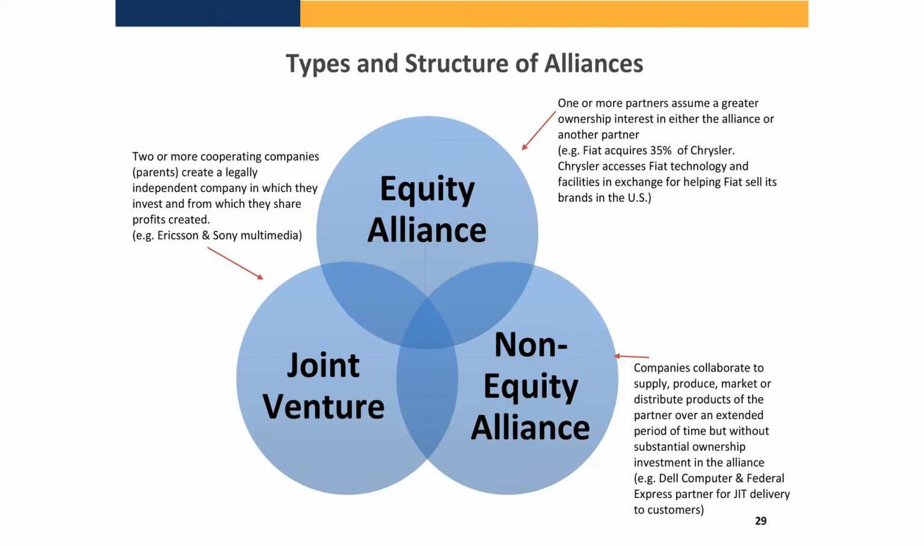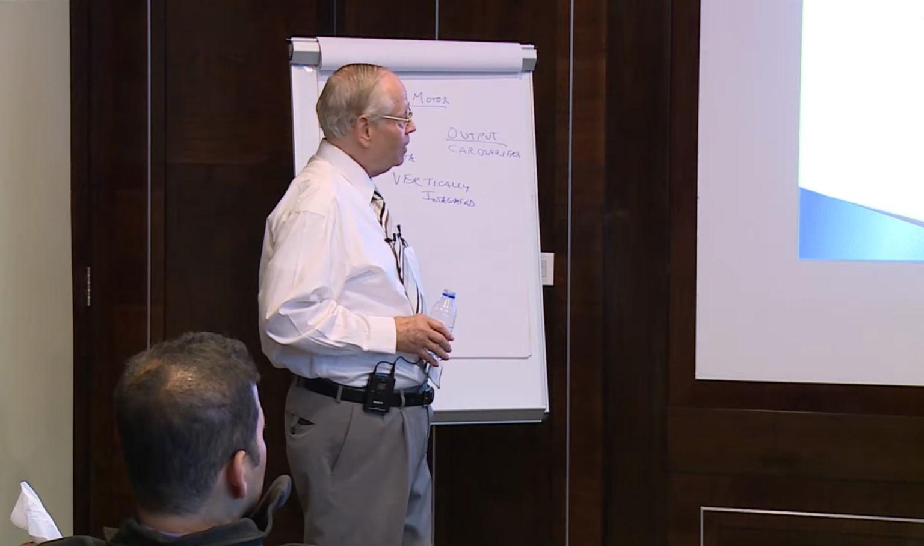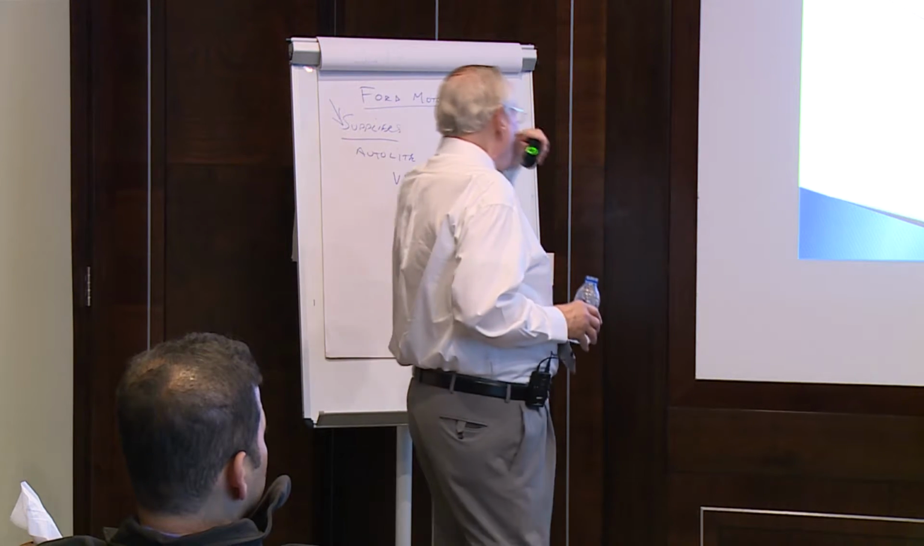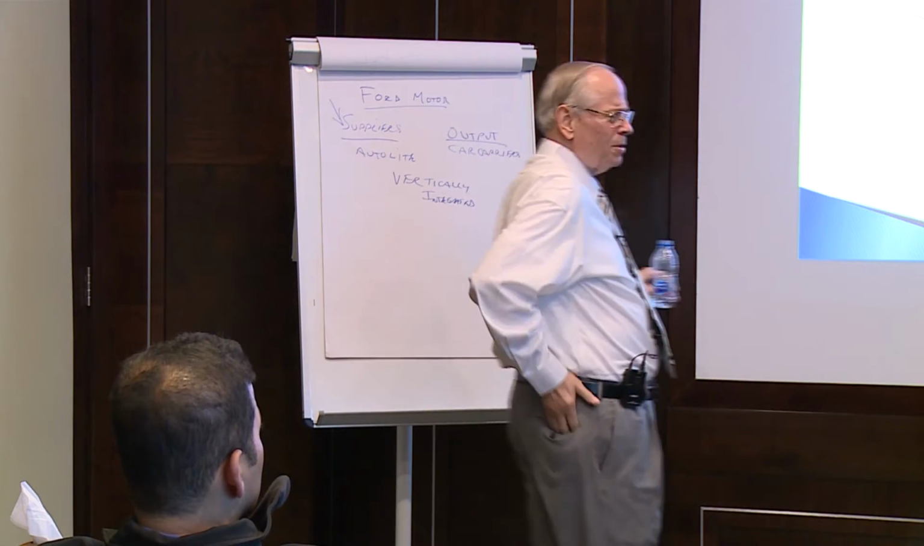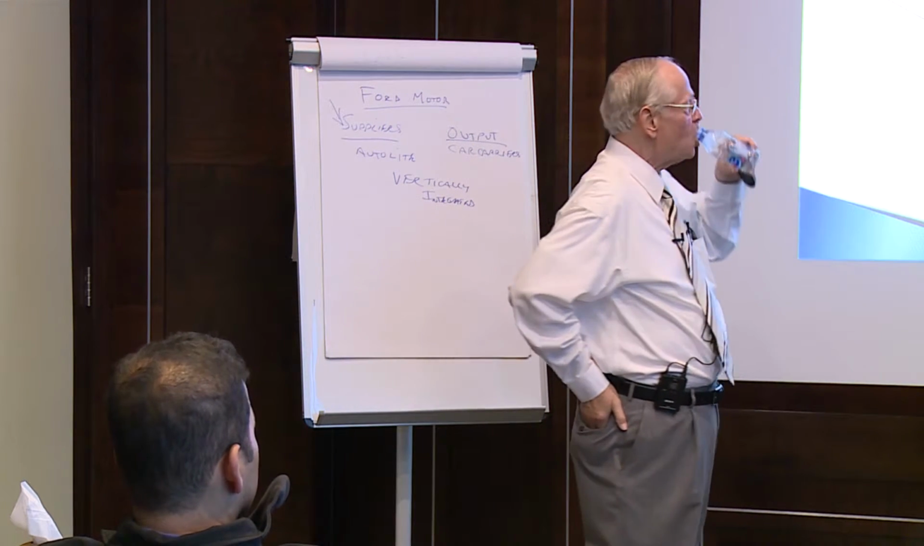An equity alliance is where one or more partners assumes a greater ownership interest in either the alliance or another partner. Now, equity means money. Money is part of the alliance. Fiat. Everybody knows Fiat? Sure. Italian.